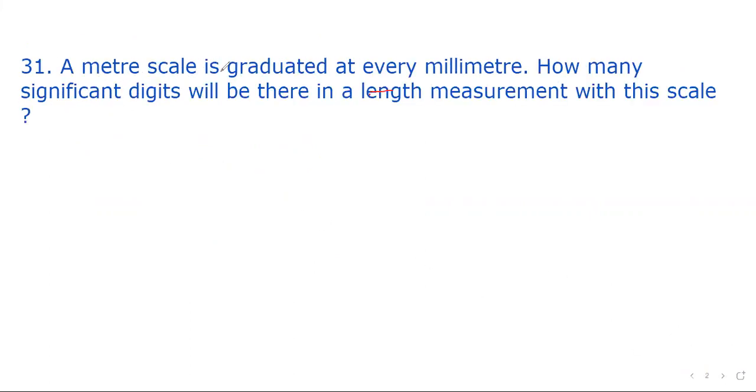Now, a meter scale is graduated at every millimeter. How many significant digits will be there in a length measurement with this scale? So here we can measure 1 millimeter. We can also measure 1000 millimeter. So we can say, because this is a meter scale, that the number of significant figures can be 1. Here there are 4.